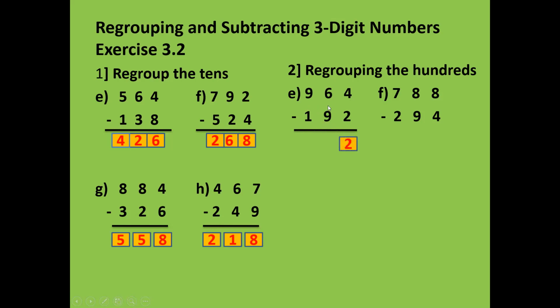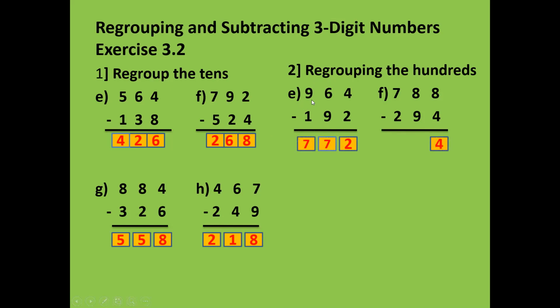Take away 9 from 6, you cannot. So borrow 1 from 9. This 9 will be 8 and this 6 will be 16. Now count from 9 till 16. After 9: 10, 11, 12, 13, 14, 15, 16. It is 7. Now take away 1 from 8, it will be 7.